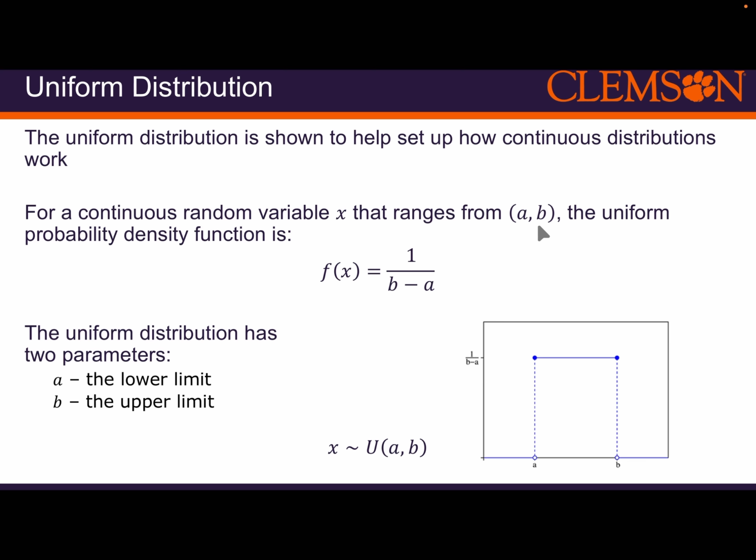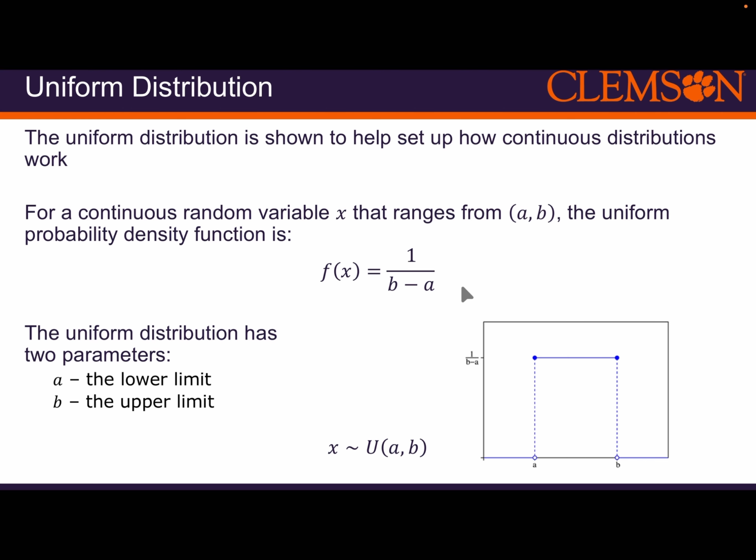And this is not a set. This is not meaning it takes a and b discretely. It just ranges from a to b. And if you look at the plot down here, a is the lower bound and b is the upper bound. So the PDF for the uniform distribution is 1 divided by the upper bound b minus the lower bound a. It makes a box. It's a flat line.